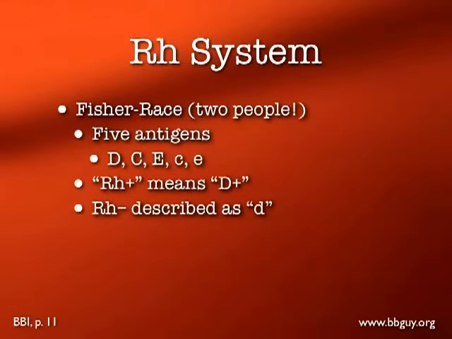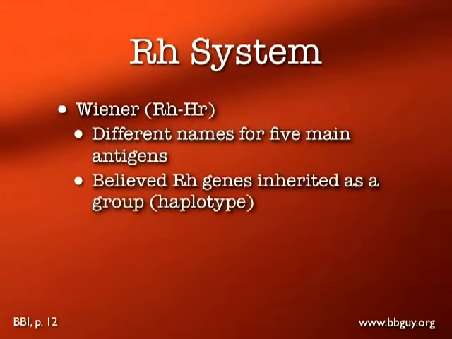The Rh system was defined in terms of the terminology by Drs. Fisher and Race in England. Basically, they defined five different antigens: the big D, and then two pairs of other antigens, big C and little c, big E and little e. In the Fisher-Race terminology, Rh positive simply means D positive, and Rh negative is described as having a little d, but there really is no such thing as a little d antigen. More on that in a minute.